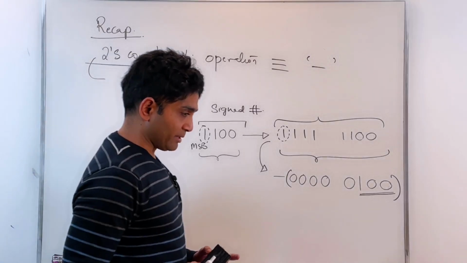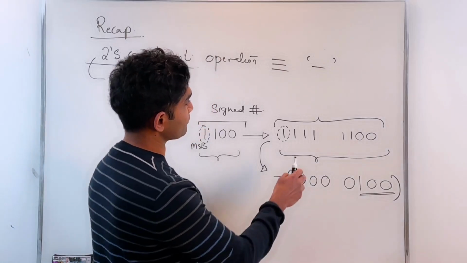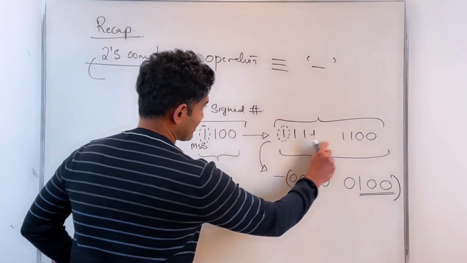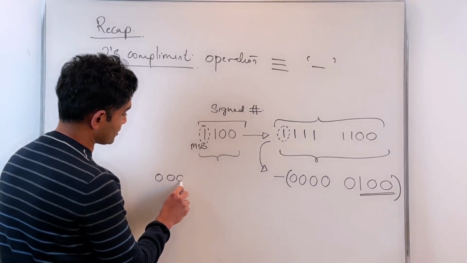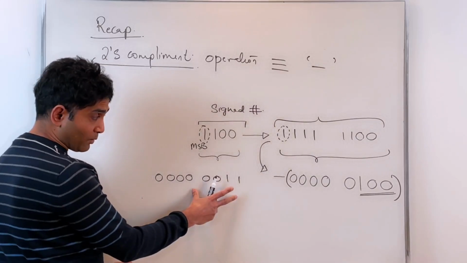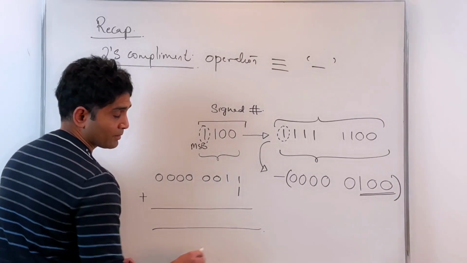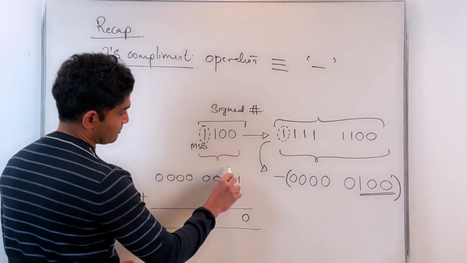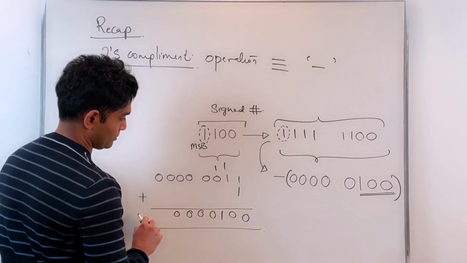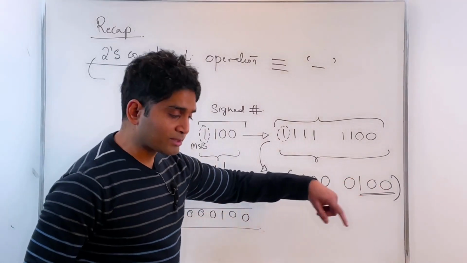So the way I do the two's complement is the quick way. One way is, of course, you complement everything. If I take the ones complement of this, which is 0, 0, 0, 0, 0, 0, 1, 1, that's the ones complement. If I want to take the two's complement, I need to add 1 to that. So that becomes 0, 1, 0, 0, 0, 0, 0.